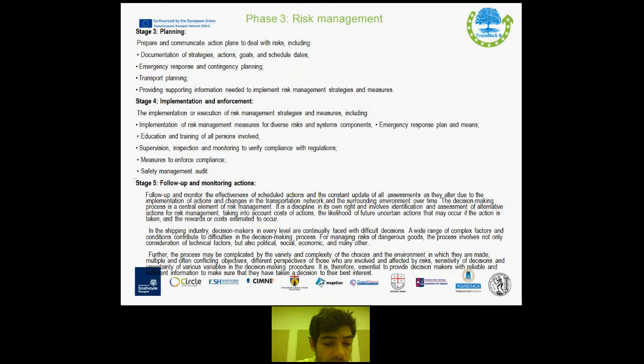The decision-making process is a central element of risk management. It is a discipline in its own right and involves identification and assessment of alternative actions for risk management, taking into account costs of action, the likelihood of future uncertain events that may occur if the action is taken, and the rewards or costs estimated to occur. For example, in the shipping industry, decision makers at every level are continually faced with difficult decisions. A wide range of complex factors and conditions contribute to difficulties in decision-making processes. For managing risks of dangerous goods, the process involves not only considerations of technical factors, but also political, social, economic, and many others.